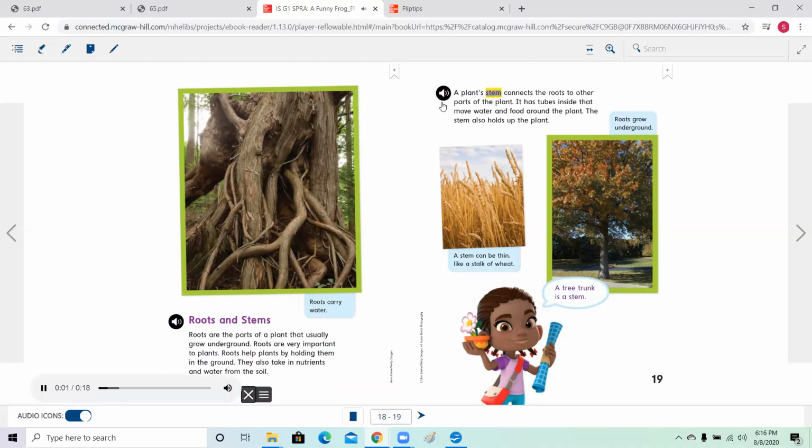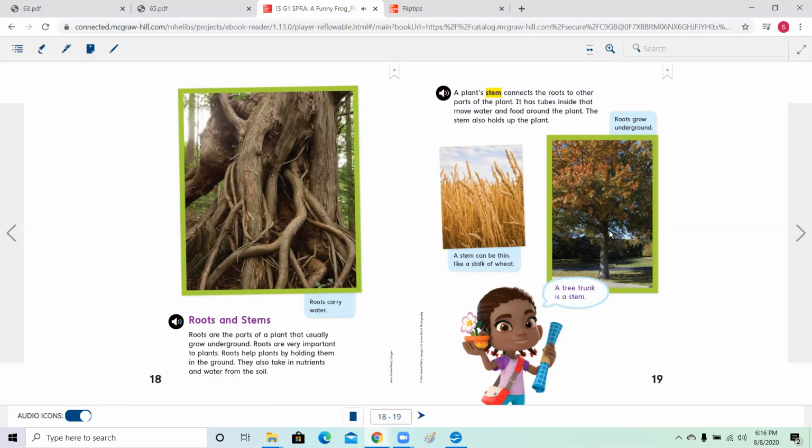A plant's stem connects the roots to other parts of the plant. It has tubes inside that move water and food around the plant. The stem also holds up the plant. Roots grow underground. A stem can be thin, like a stalk of wheat. A tree trunk is a stem.